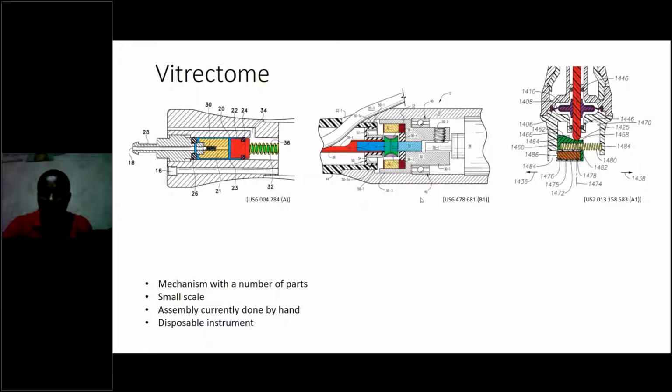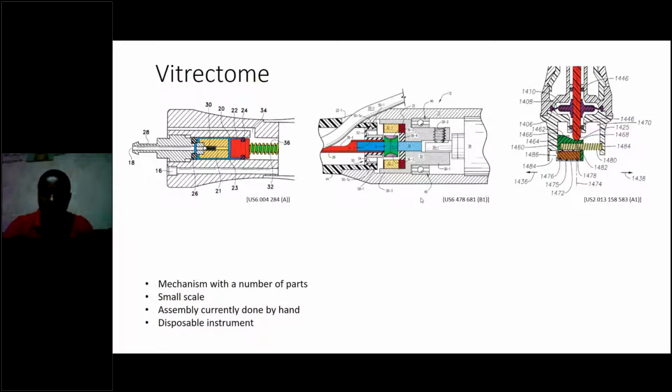So the vitrectome is quite an important instrument in posterior eye surgery, and this is why there are a number of patents on the market. A few are shown here, but what they all have in common is that they consist of a mechanism with a number of parts, which is very small scale. The assembly is also currently done by hand, which means that this is an expensive step for this instrument since it's mostly disposable.